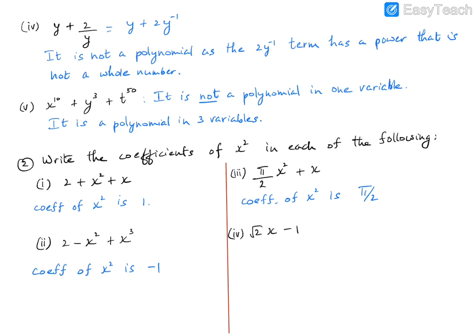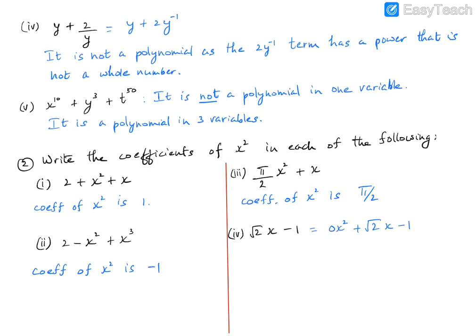Okay, now let's come to the last expression, root 2x minus 1. Clearly, we don't see any x squared term in this particular expression. There is no x squared term here. So if we want to include an x squared term, we can write it as 0x squared, so 0 into x squared is 0, plus root 2x minus 1. So the coefficient of x squared, because x squared does not exist in this expression, is basically 0.